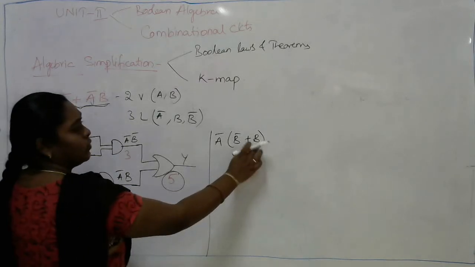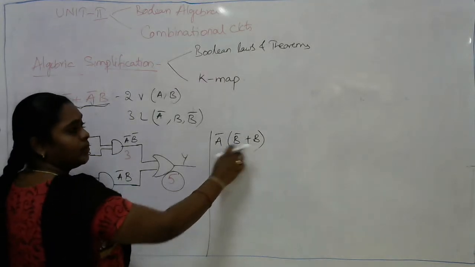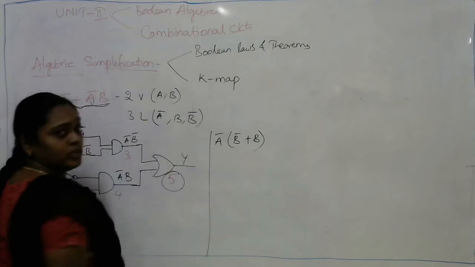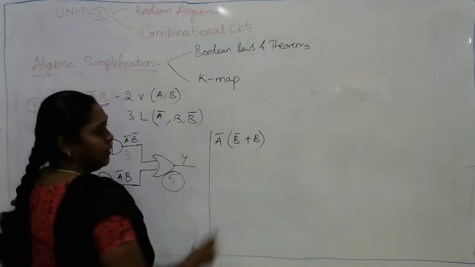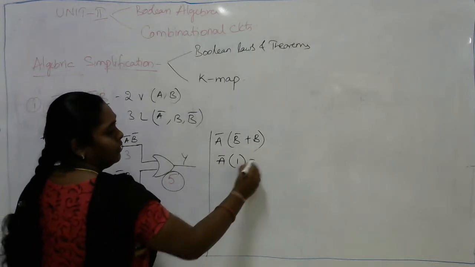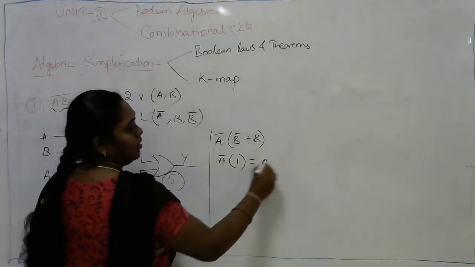Because if you take B equal to 0, B bar will be 1. 0 plus 1 is 1. If B is 1, B bar will be 0. 1 plus 0 is 1. So B bar plus B is equivalent to 1. So A bar into 1 is equivalent to A bar.